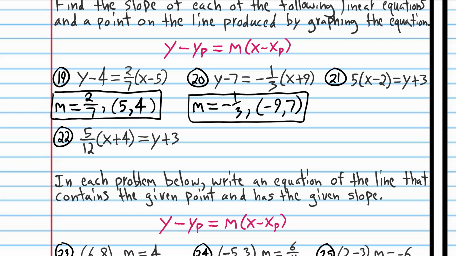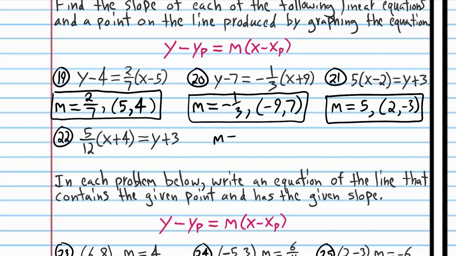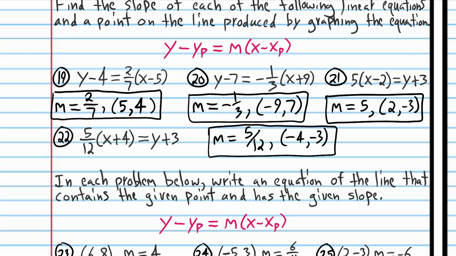All right, we're back. The slope is the number next to the parentheses, that's 5, and the point is 2, -3. So if you got that answer, good job. And for number 22, the slope is 5/12, and a point on the line is -4, -3. So if you got those answers, good job.